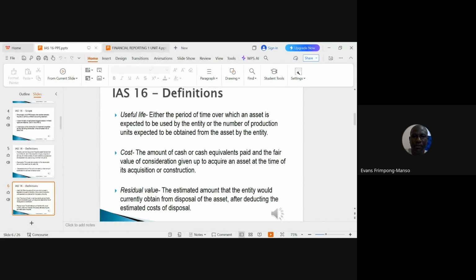So we'll be meeting all these terms. That is why it is imperative that you understand the meaning of these definitions in relation to property, plant, and equipment.